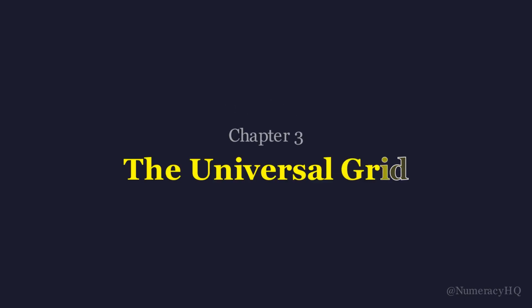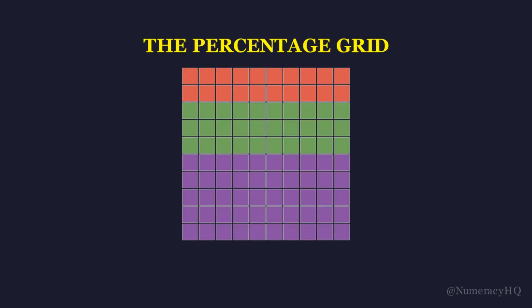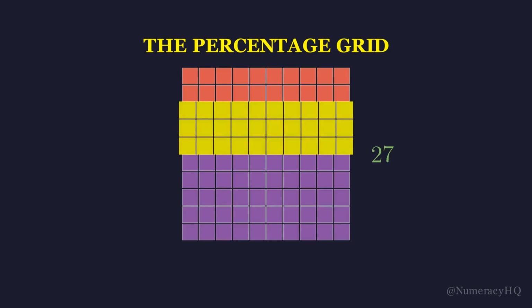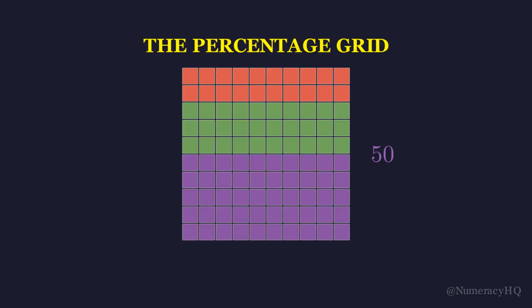Chapter 3. The Universal Grid. But here is the problem. How do you compare one split to a completely different one? The answer mathematicians settled on is beautiful. We force every split into the very same shape, a grid of exactly 100 squares. Count the colours. 20 squares are red, 30 are green, and 50 are purple. 20 plus 30 plus 50 makes 100, the whole grid.